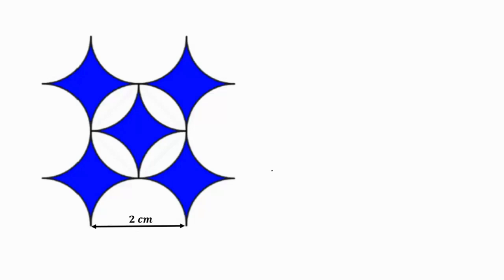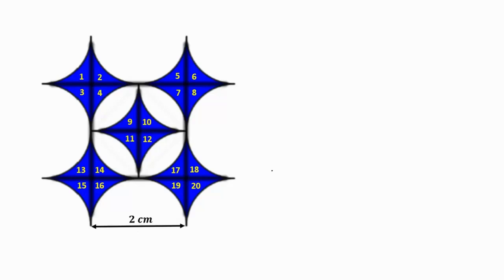So let's just divide this blue region into further segments of equal area. We'll get the figure like this. And now let's mark the number for every single region individually. So my figure will look like this. We can see we got 20 regions and all of these regions have equal area.